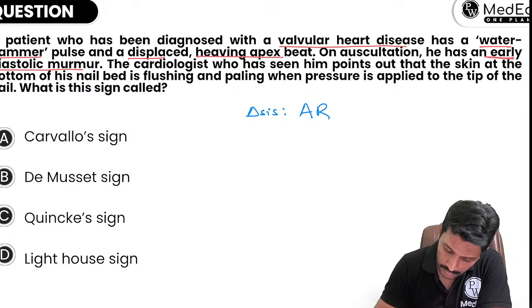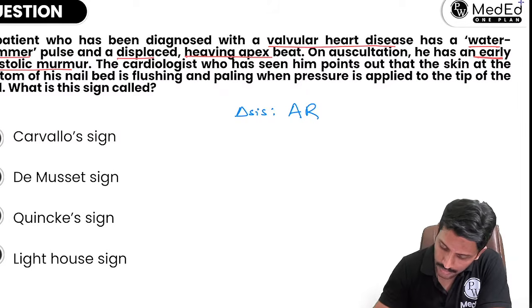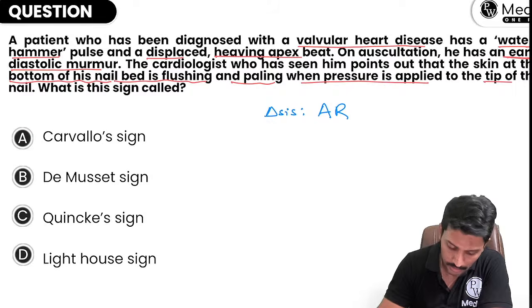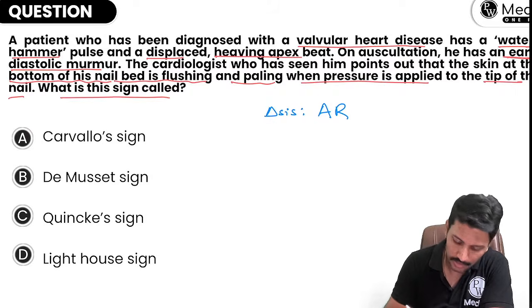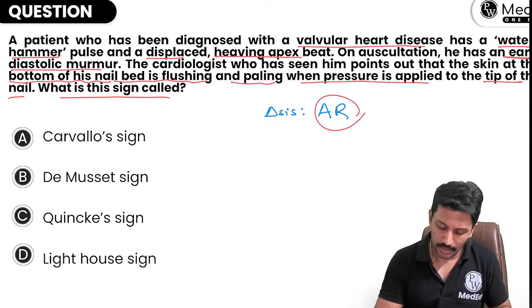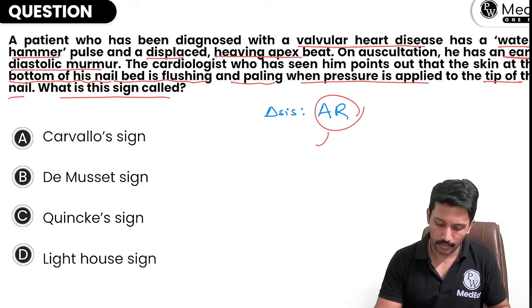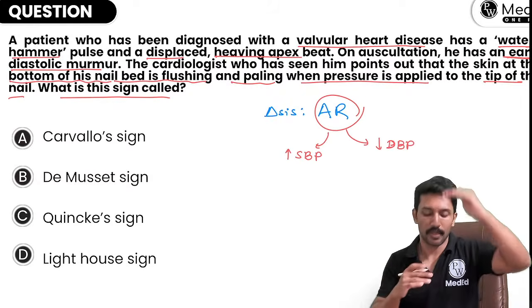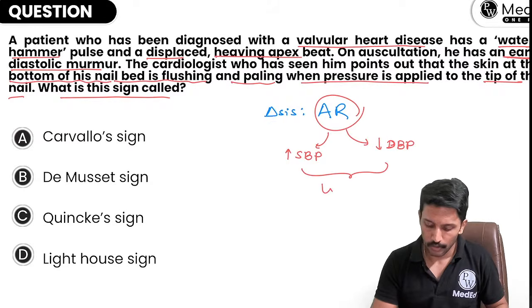The cardiologist who has seen him points out that the skin at the bottom of the nail bed is flushing and paling when pressure is applied to the tip of the nail. What is the sign called? So basically in aortic regurgitation, what happens? There will be an increase in systolic BP and a decrease in diastolic BP, creating a wide difference between systolic and diastolic BP, right? What do we call it? We call it wide pulse pressure.